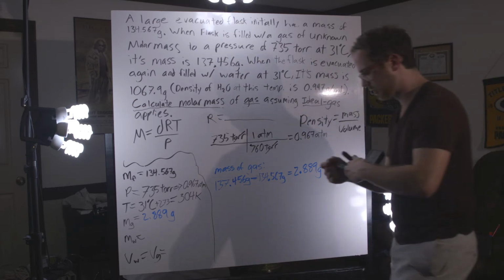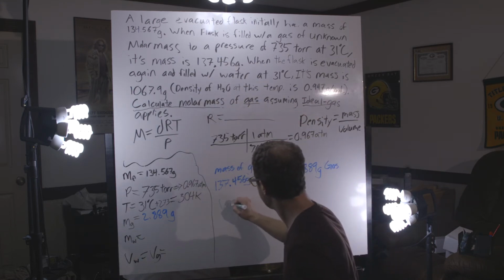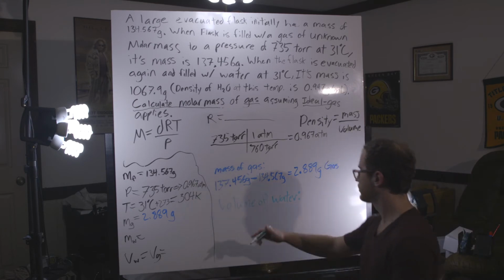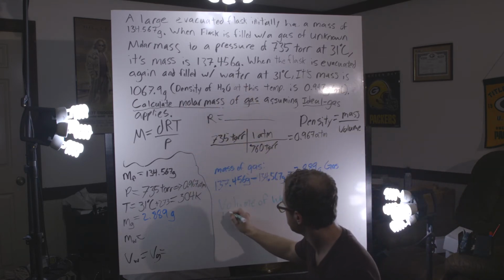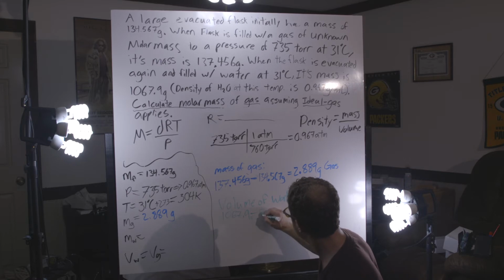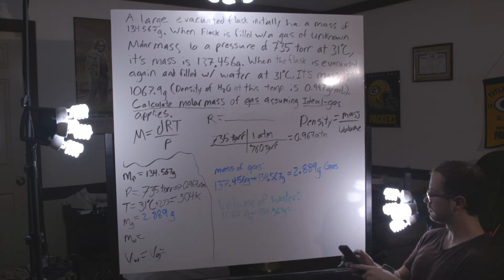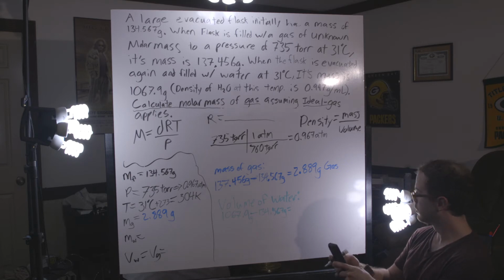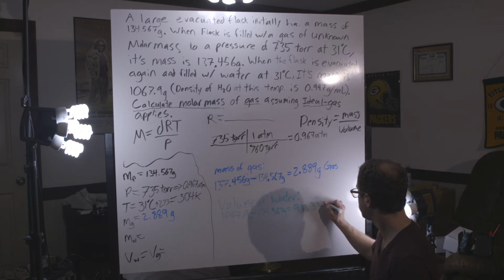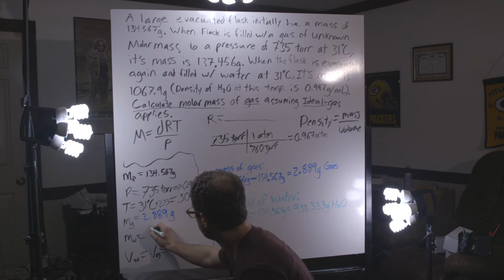All right, now let's go ahead and do the same thing for the water, so that way we can find volume of the water, which will also be volume of the gas. So volume of water. The mass of the water will be just this value, 1067.9 minus 134.567, which is going to equal 933.333 grams of H2O. All right, so now let's write that in.